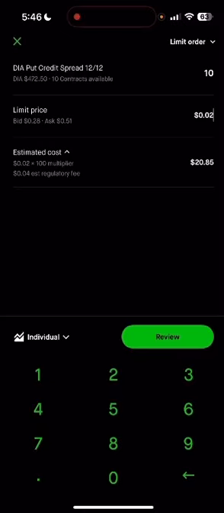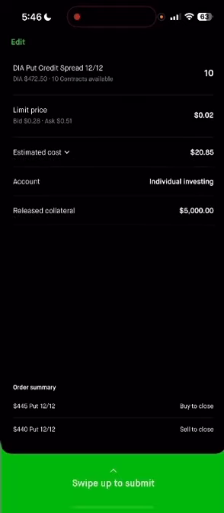Okay, you get a regulatory fee and then another fee. You go in and you say review. Okay, so it's going to charge you $20, which is 2 times 10 plus the regulatory fee of 85 cents. You make sure everything looks right.